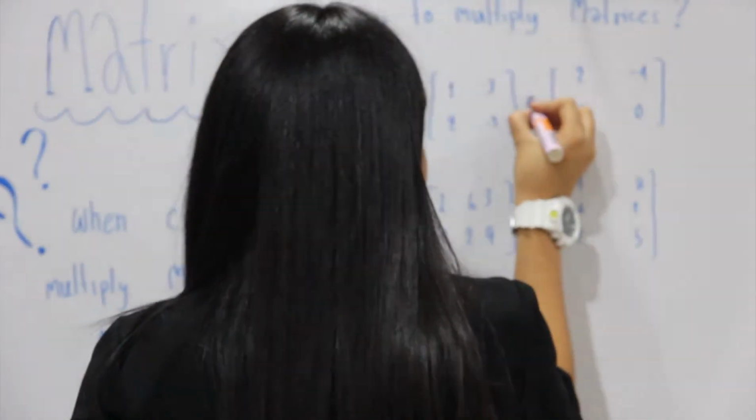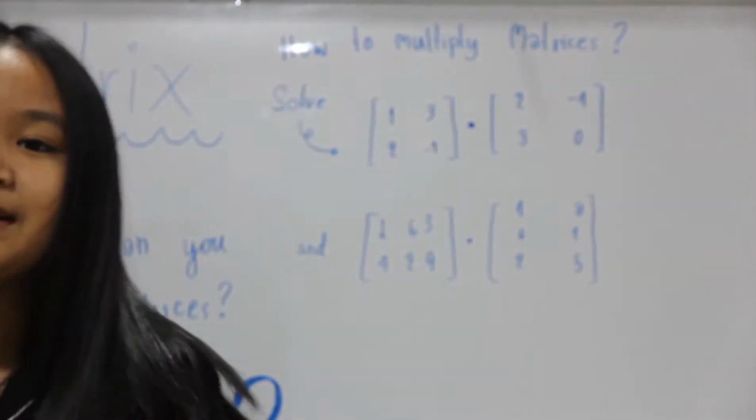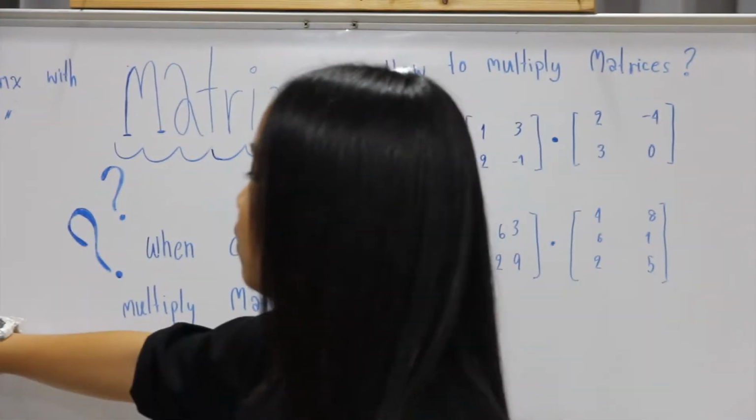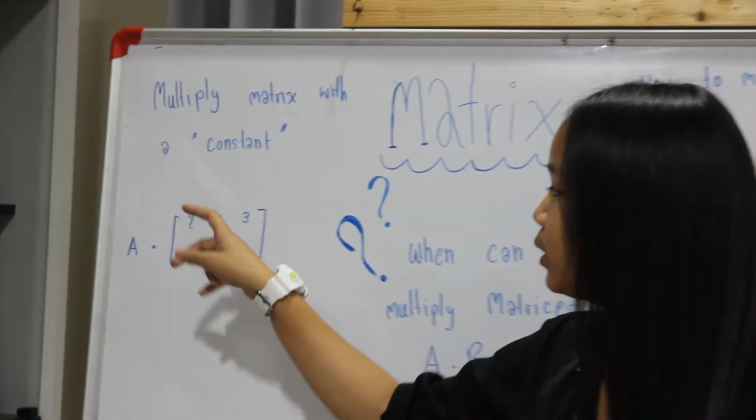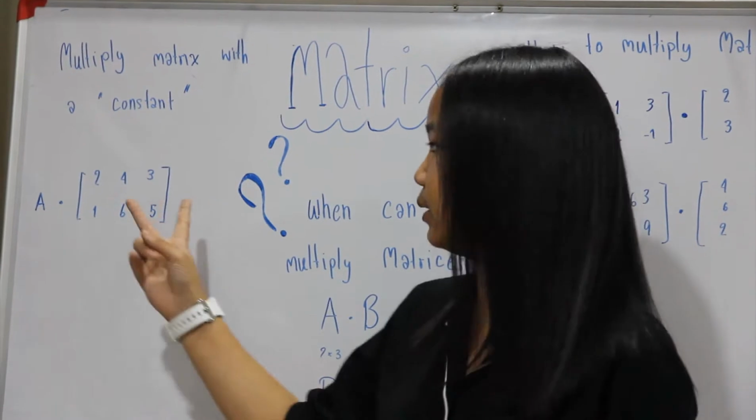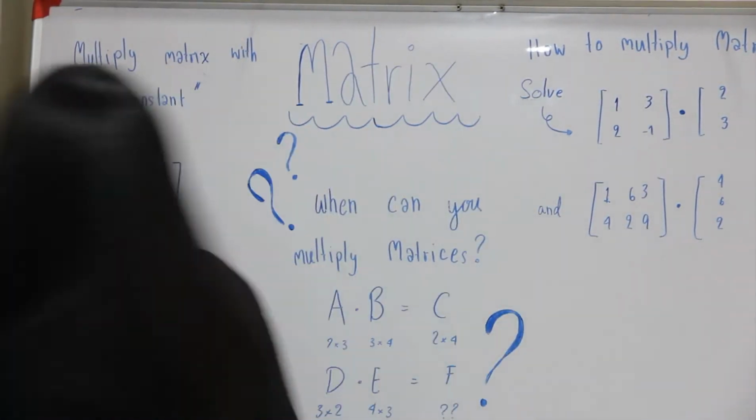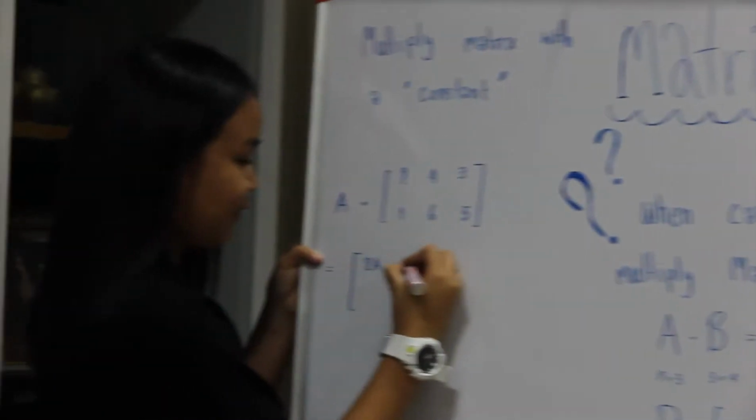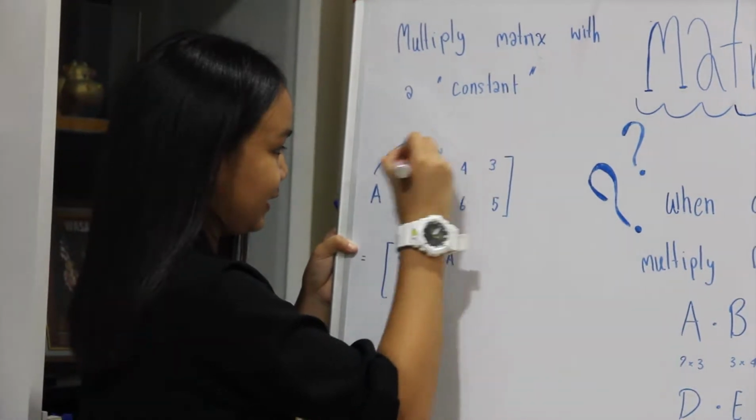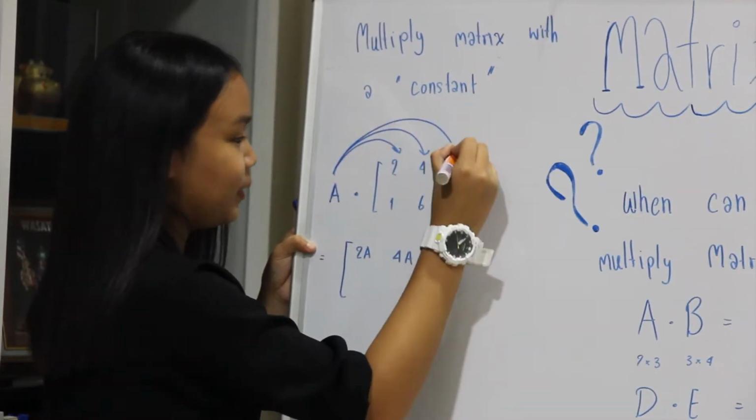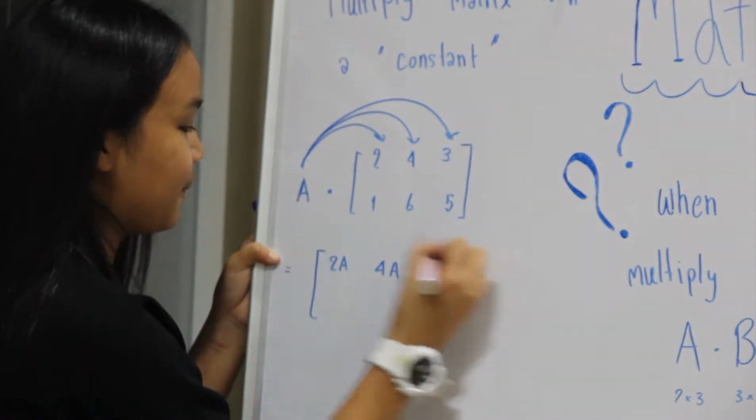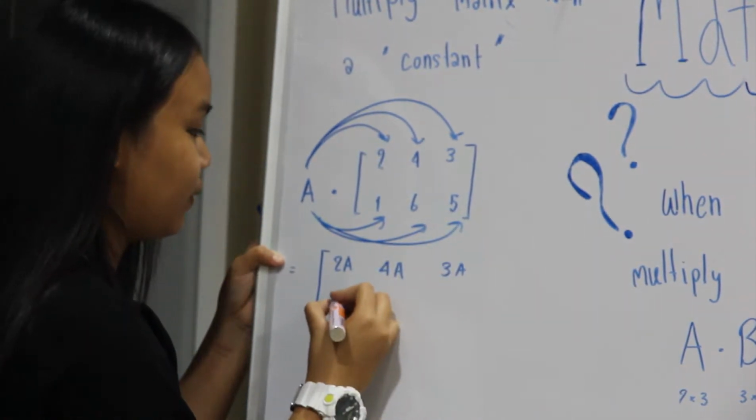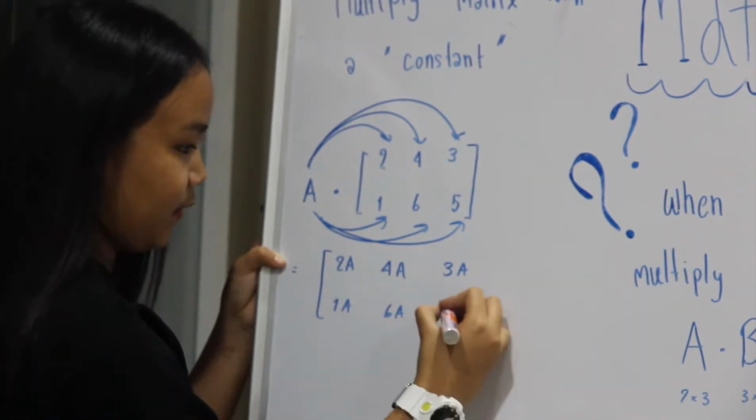First, multiplying matrices with constants. If I say I have A, multiplied with this matrix, I got 2, 4, 3, 1, 6, 5. This means I have 2 rows and 3 columns, right? So my answer will be 2A, 4A. I just times this easily and put it in the same place. 3A, also the same thing here. A times 1, 6, 5, which will bring me 1A, 6A, and 5A.